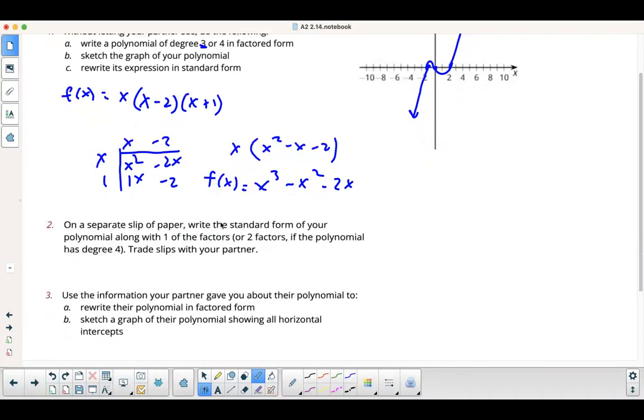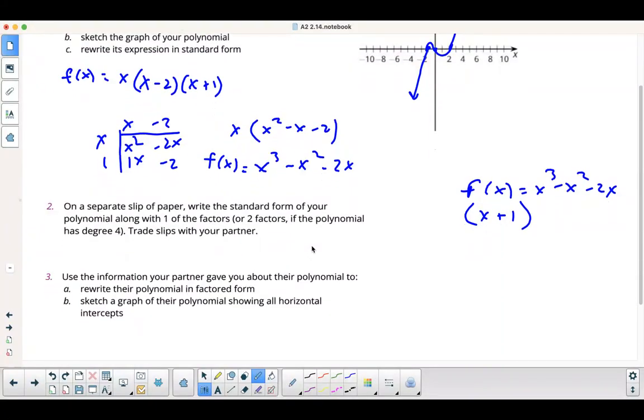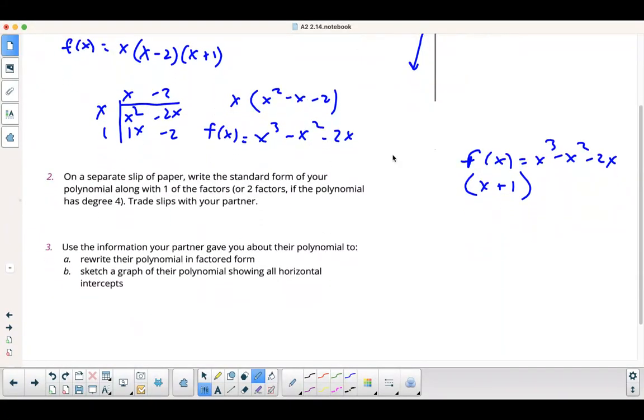All right. On a separate sheet of paper, write the standard form of your polynomial along with one or two of the factors and trade slips with your partner. So my standard form would be x cubed minus x squared minus 2x. And then one of my factors, I'll just put x plus 1 is my factor. And then my partner wants to rewrite it in factored form. So he's going to have to either do a box or do long division. Either way, I'll do the box.